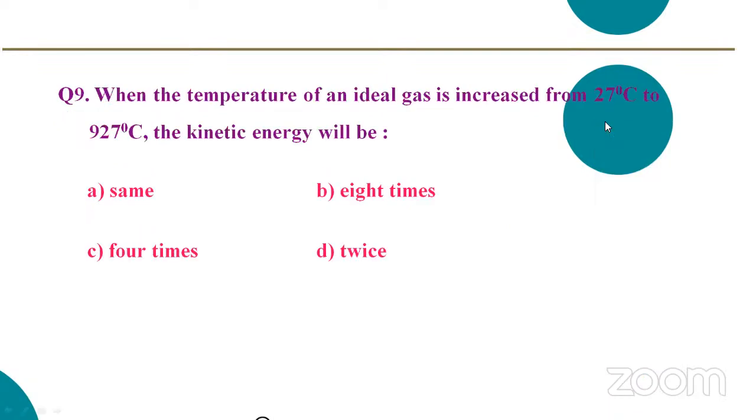When the temperature of an ideal gas is increased from 27 degrees Celsius to 927 degrees Celsius, the kinetic energy will be? Okay. So you know what is kinetic energy? Kinetic energy is directly proportional to temperature, right? So kinetic energy is directly proportional to temperature. So the kinetic energy at T2 by kinetic energy at T1, right? It is given by T2 by T1.